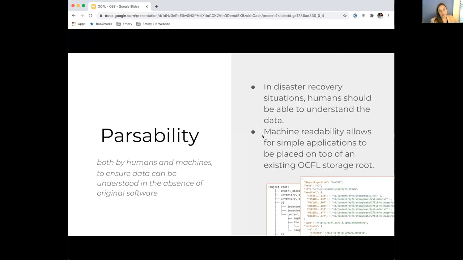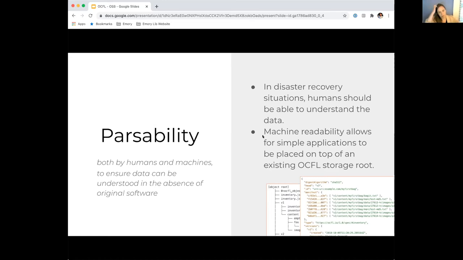The other thing that the OCFL specification talks about is parsability. So the idea around the specification was to build something that both humans and machines could understand to ensure data can be understood without any software around. So in disaster recovery situations, humans should be able to understand the data without an application. And machines should be able to read data just by overlaying the data with an application.